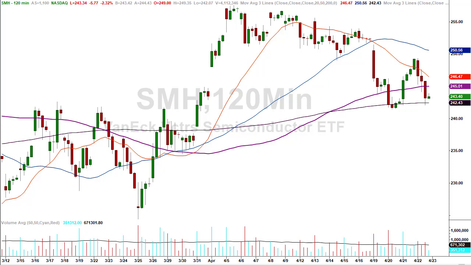Same deal with the 120-minute chart. So you have to pay attention to all charts, all markets. They're not all going to tell you the same thing together. The SMH, or better known as smash mouth, is a pretty good indicator of the tech space as a whole.